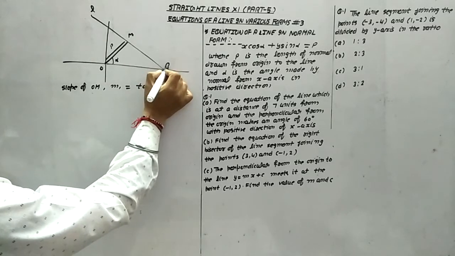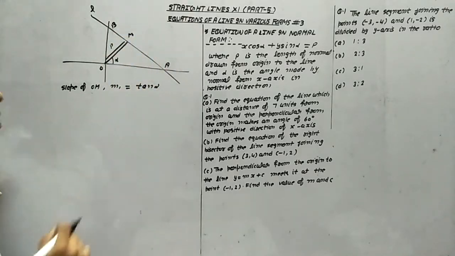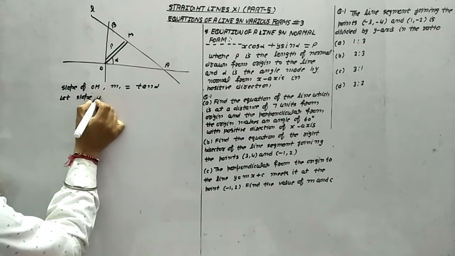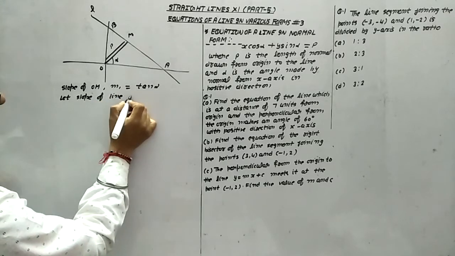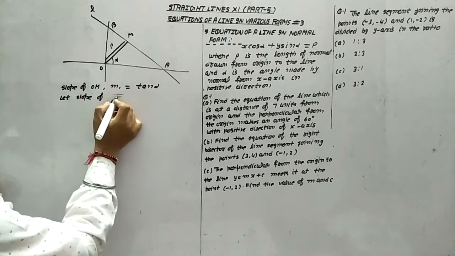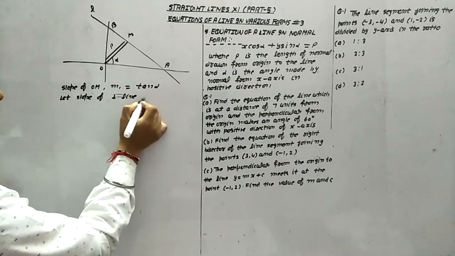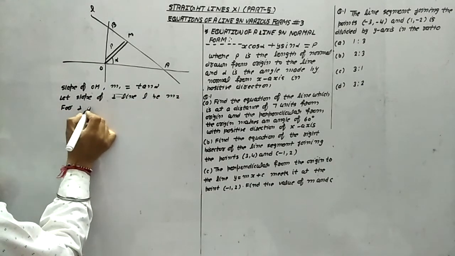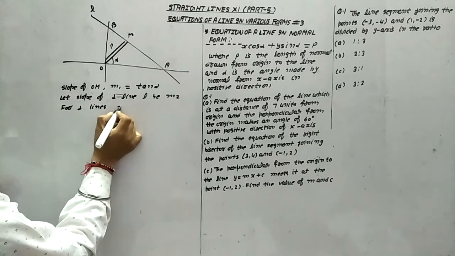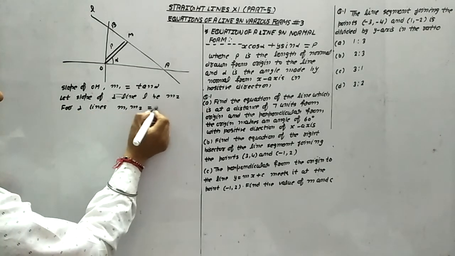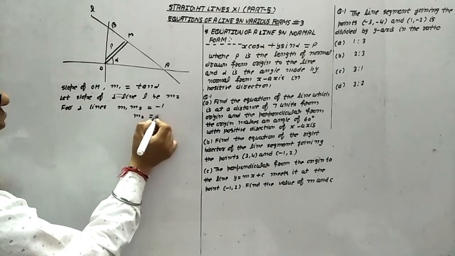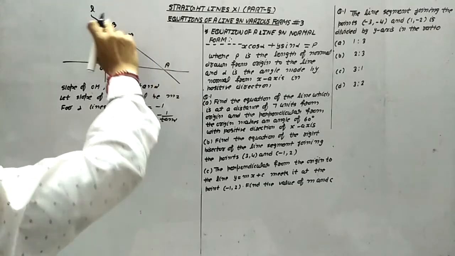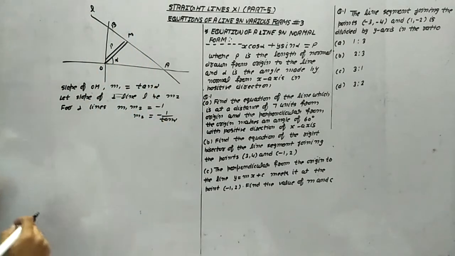Now, this is point A, this is point B. Let the slope of the perpendicular line L be m2. Now for perpendicular lines, what is the rule? The rule is m1 m2 is equal to minus 1. It means m2 is equal to minus 1 upon tan alpha. It means the slope of line L is minus 1 upon tan alpha.